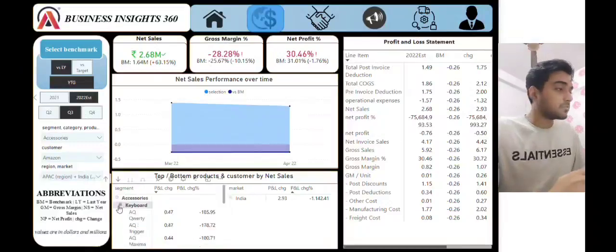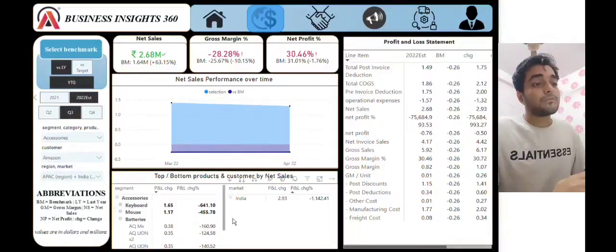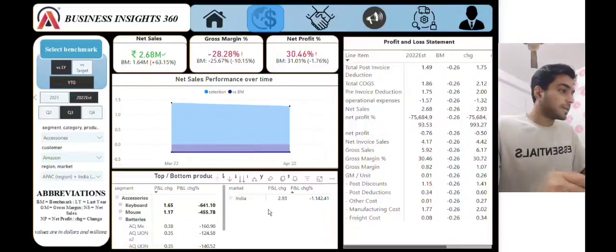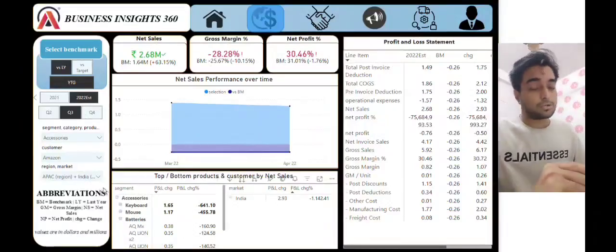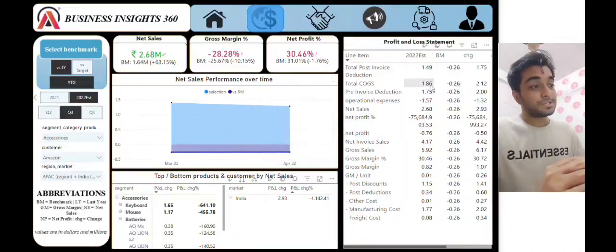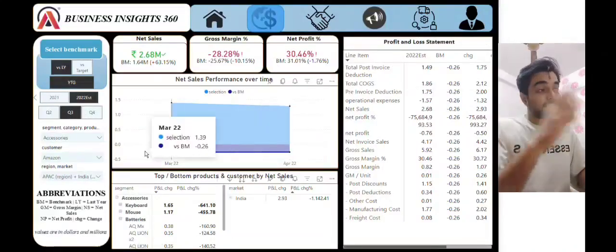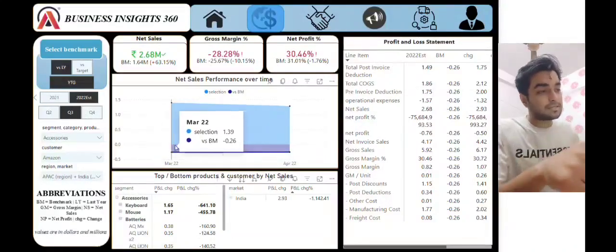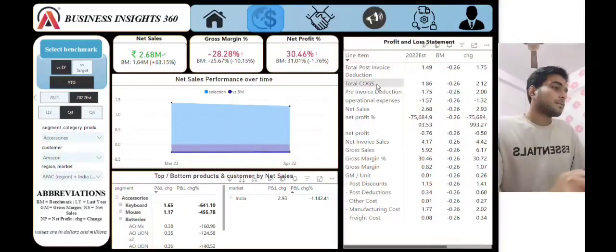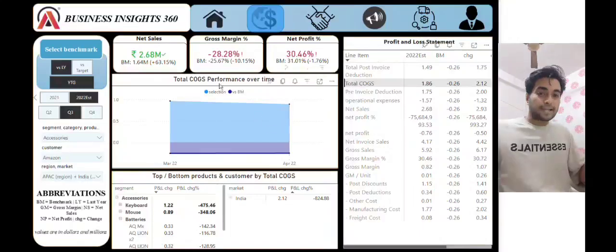At the very extreme right, we'll get the profit and loss statement for the filters we have selected. Let's say we want to see the total COGS. It will show you total COGS performance over time. If we want to see the operational expenses in this graph, it will show you the operational expense performance over time. Now this was the whole finance view.